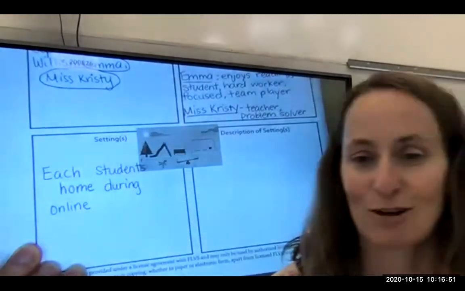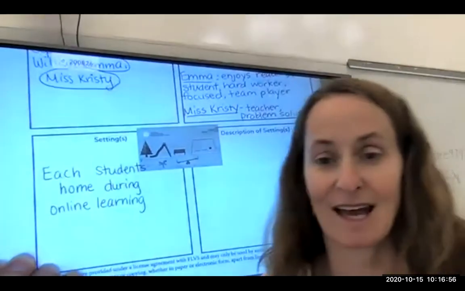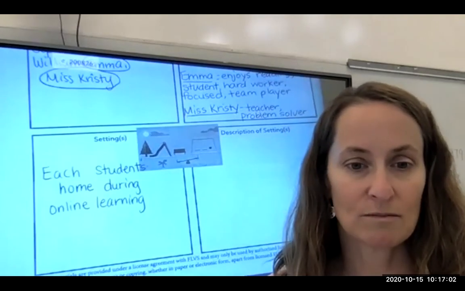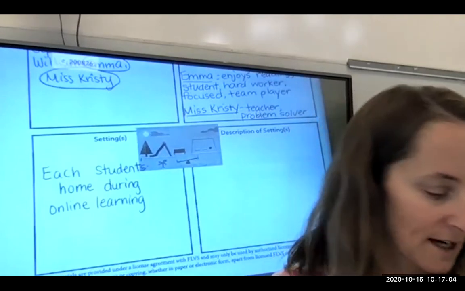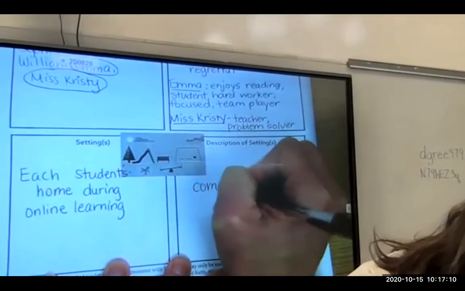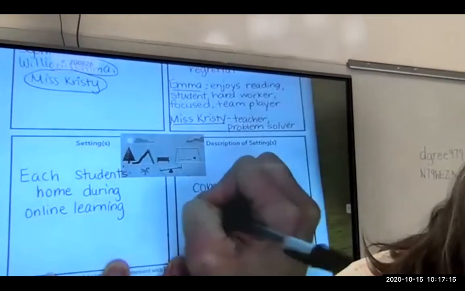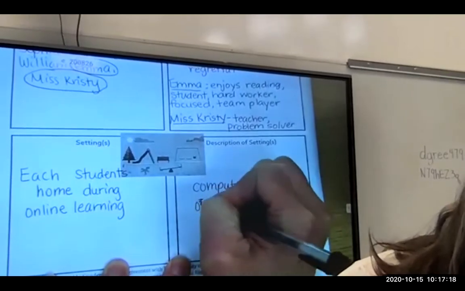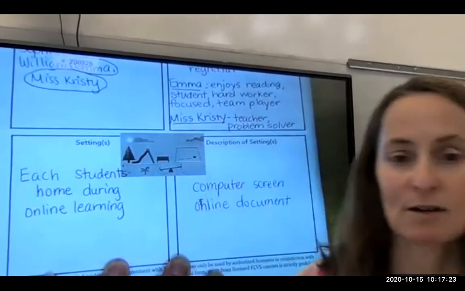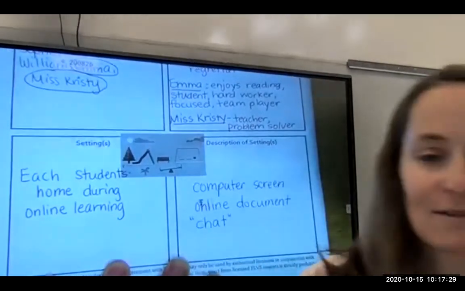You don't do chatting or a shared document, but it didn't say Zoom in there, but at the end, that's what I would have called it, that live chat. Each student's home during online learning was a setting. And then if you just did a description, how did I know that? Because there was a computer screen. I know that because there was an online document. Those are some clues to help you figure out where the setting was. And then there was a chat. So I can do that, kind of like a Zoom.